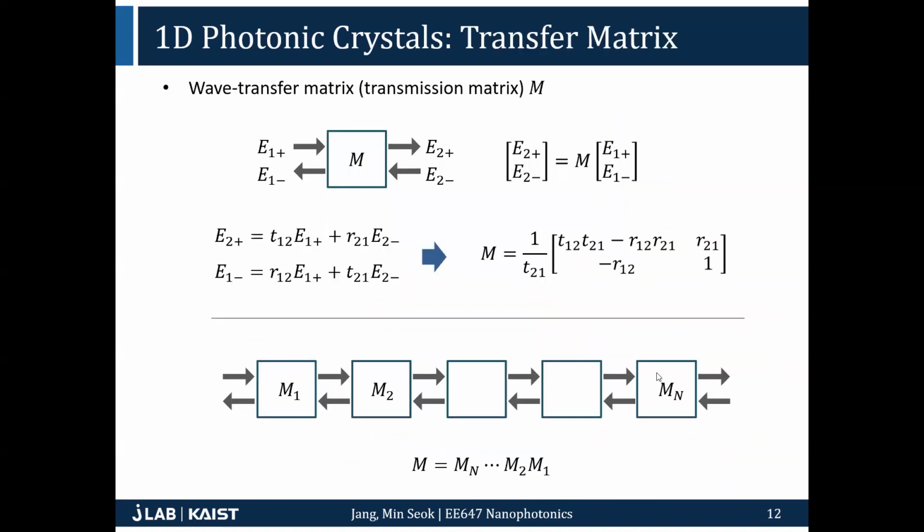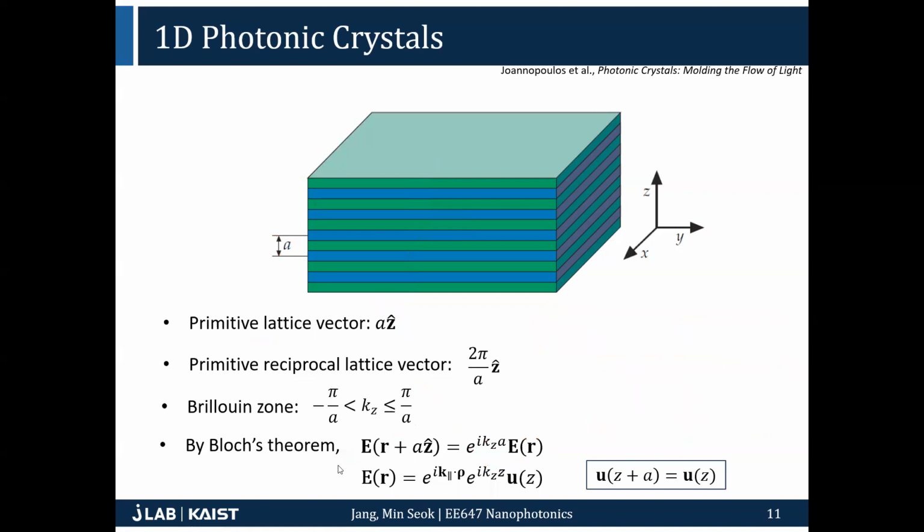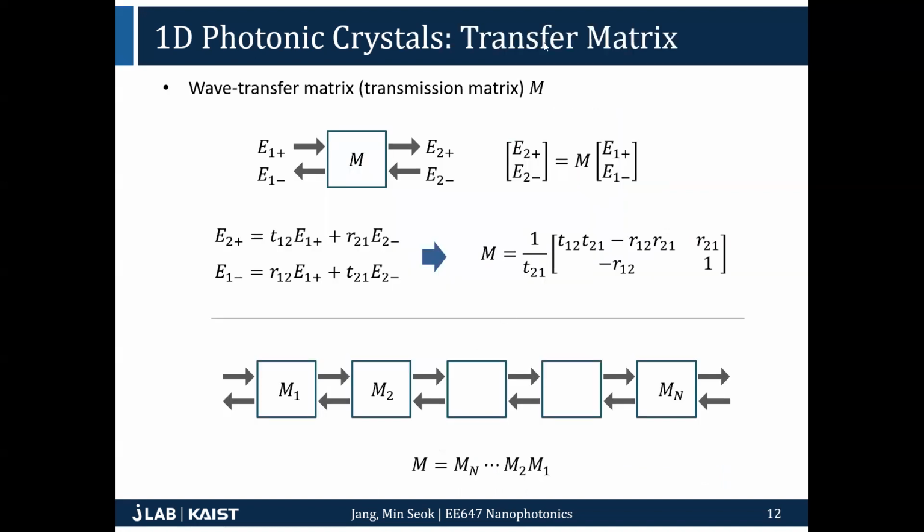So how do we solve this problem? Well, we know the solution should satisfy Bloch's theorem, but that's not the end of the story, right? In order to know how your electric field and magnetic field are actually going to look, you need to be able to solve this. How to solve this? You're going to use the transfer matrix. Okay, so let's learn about the transfer matrix.